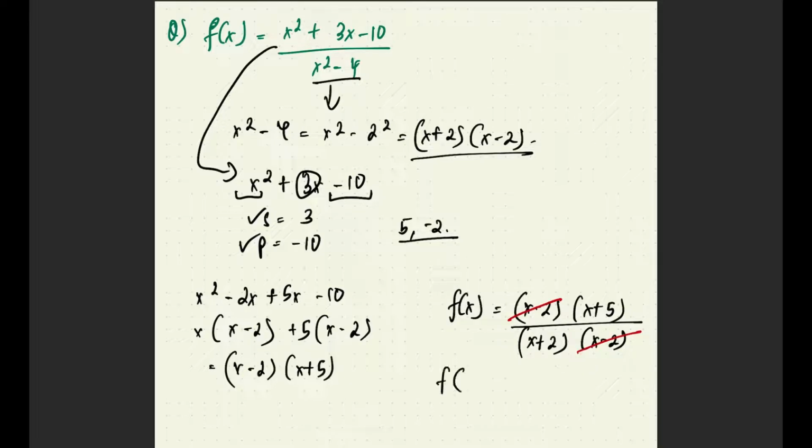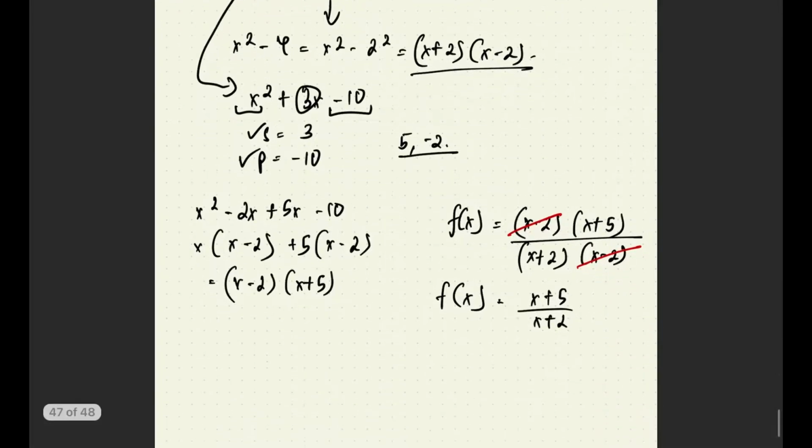So we simplify the function to x plus 5 divided by x plus 2. We cannot simplify this any further, so now we can go ahead and set the denominator equal to 0. So I want x plus 2 to equal 0, which means that x has to be equal to minus 2. So when x is minus 2, the denominator is going to be equal to 0.